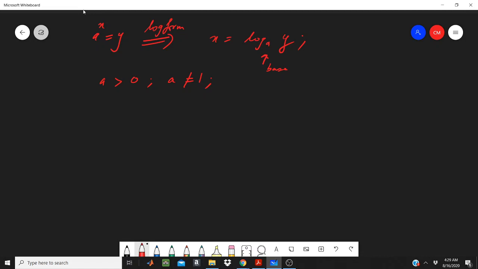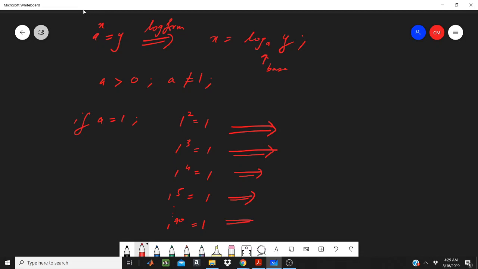So why can it not be equal to 1? Well, let's try with a equals 1. So if a equals 1, then 1 squared is 1, and 1 cubed is also 1, and 1 to the power of 4 is also 1, and 1 to the power of 5 is also 1, 1 to the power of 70 is also 1. And now we can convert all of these to log form, and we'll see why we cannot have 1 as a base.